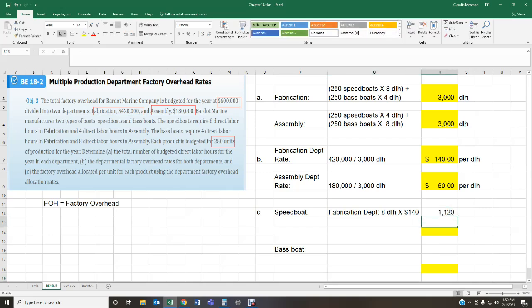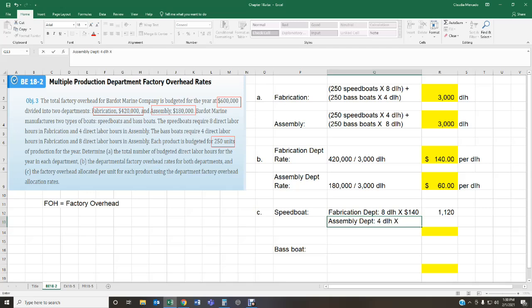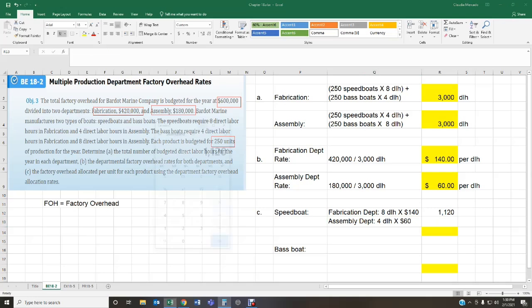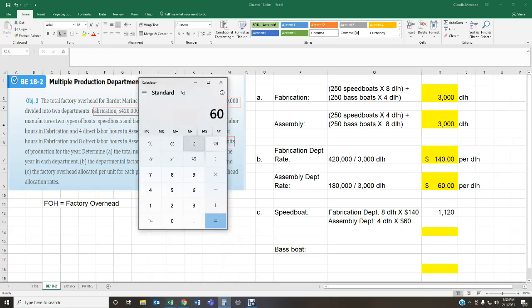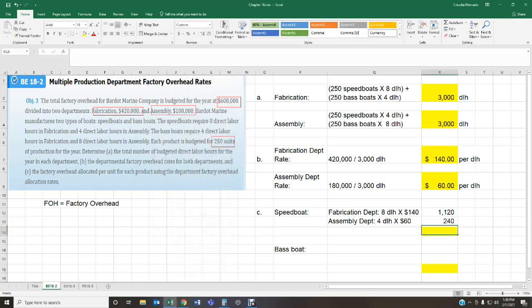Now we're going to do the same thing for the assembly department. For the assembly department, the speedboat takes 4 direct labor hours in assembly. So I've got 4 direct labor hours, and my assembly rate is $60. We got that from letter B. So that's going to be 60 times 4. That's $240.